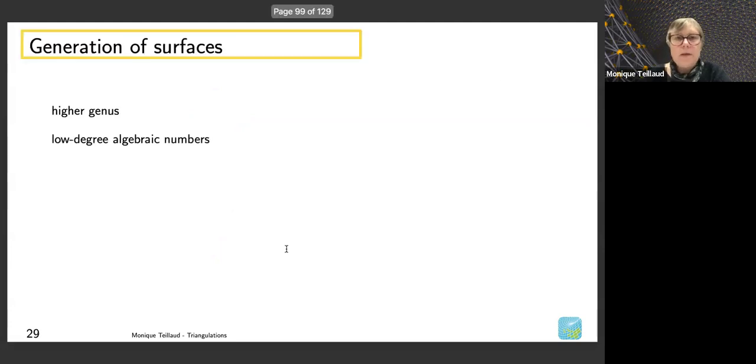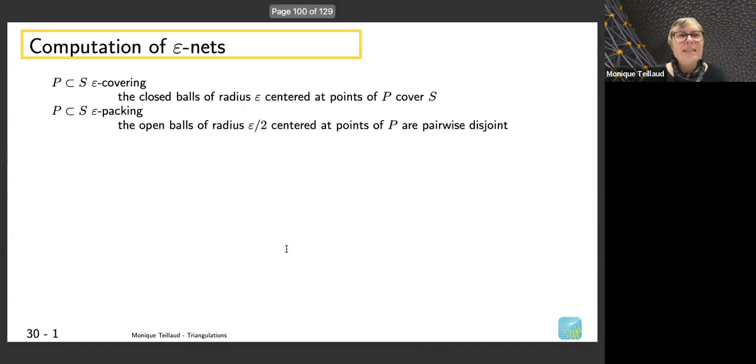So I conclude with open problems or work in progress. Of course, we would like to run more experiments with a higher genus. With rational numbers it is probably hopeless, but at least with low degree algebraic numbers we would still be able to compute. So this is work in progress, open, but hopefully soon closed, I don't know.